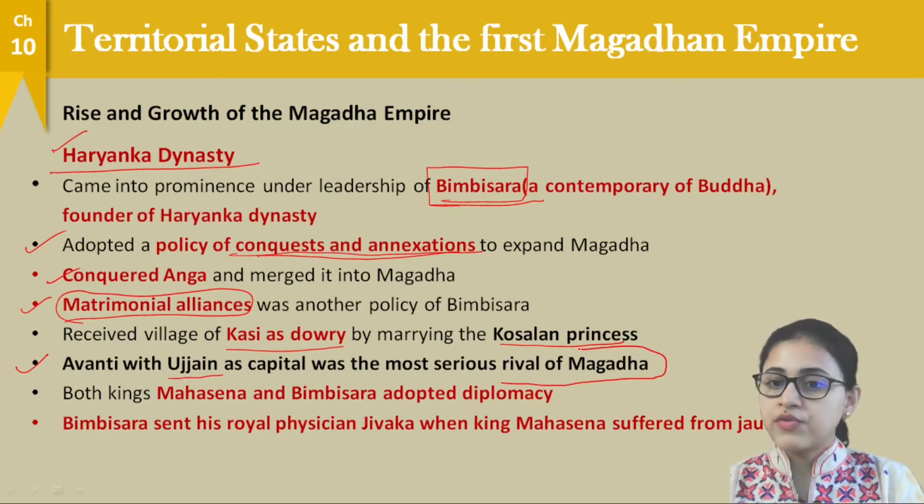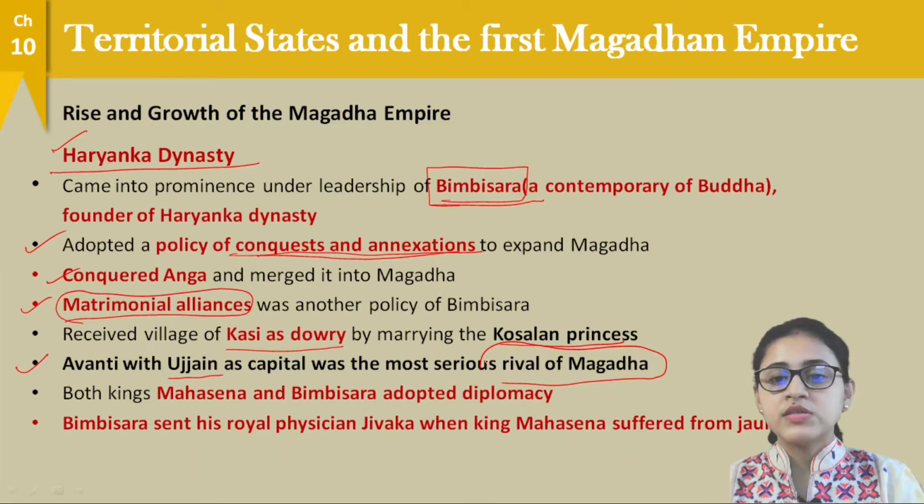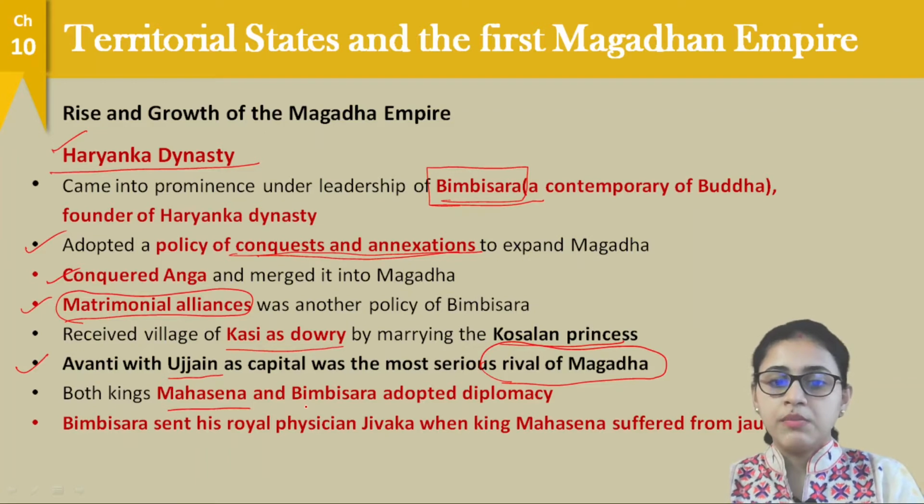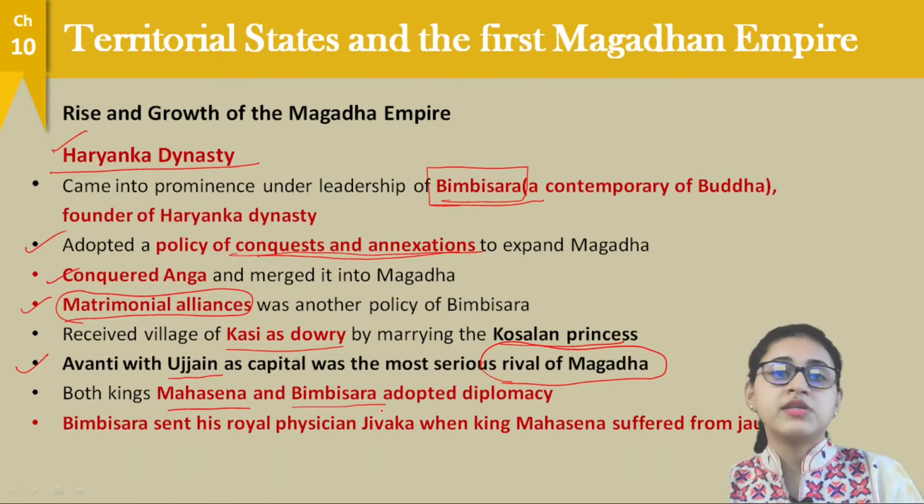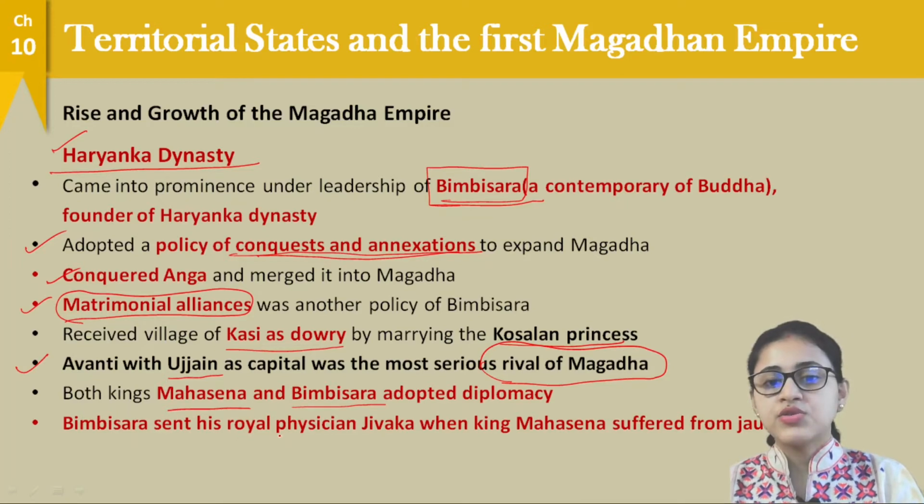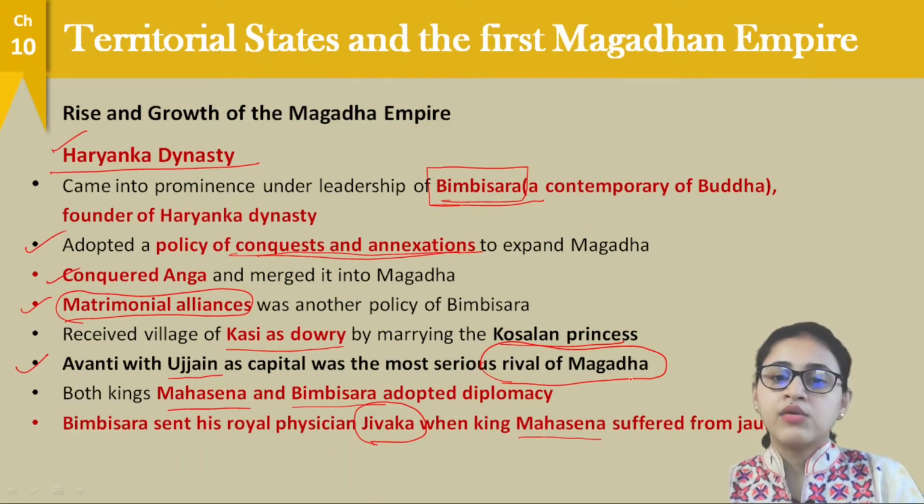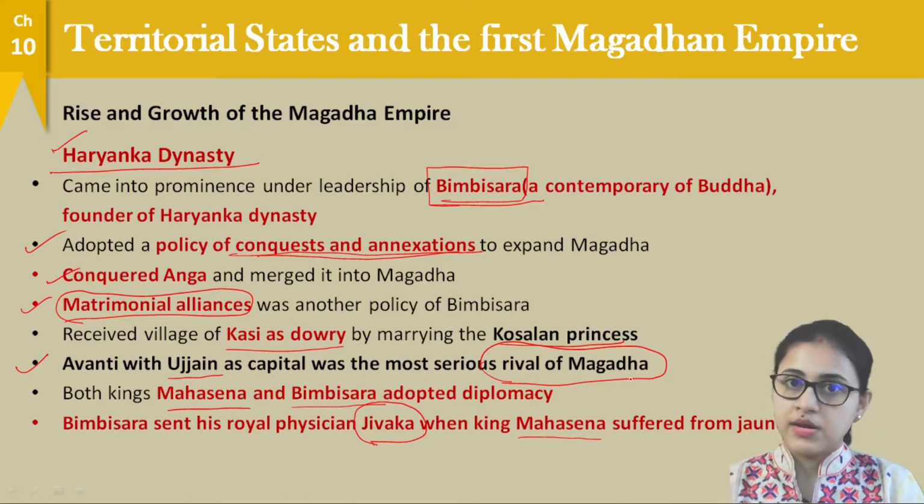So later we will also understand why Avanti came out to be the most serious rival of Magadha, right? Now what happened is the king of Avanti was Mahasena, and at that time the king of Magadha kingdom was Bimbisara. So both Mahasena and Bimbisara actually adopted the policy of diplomacy. Alright, and Bimbisara sent his royal physician Jivaka, his court physician, to treat Mahasena when the latter suffered from jaundice. So this is how they came into a diplomatic relation, and then Mahasena became an ally of Bimbisara, right?